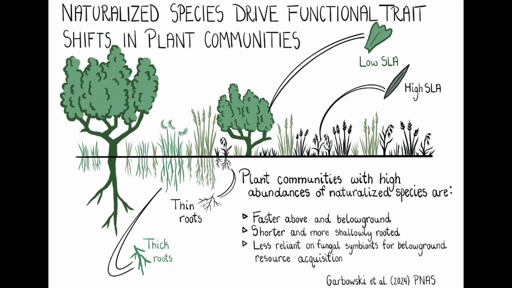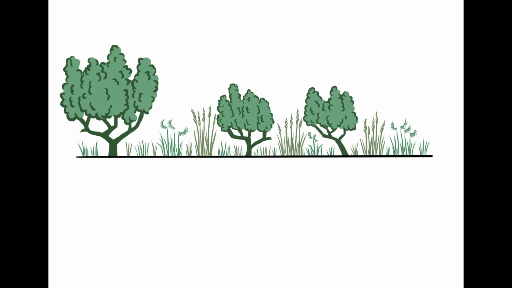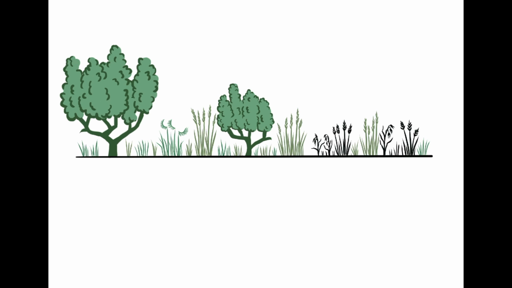Over 13,000 plant species have established outside of their home ranges. In some cases, these naturalized plants become invasive and displace native species, reduce biodiversity, and alter ecosystem functions such as carbon sequestration and nutrient cycling.